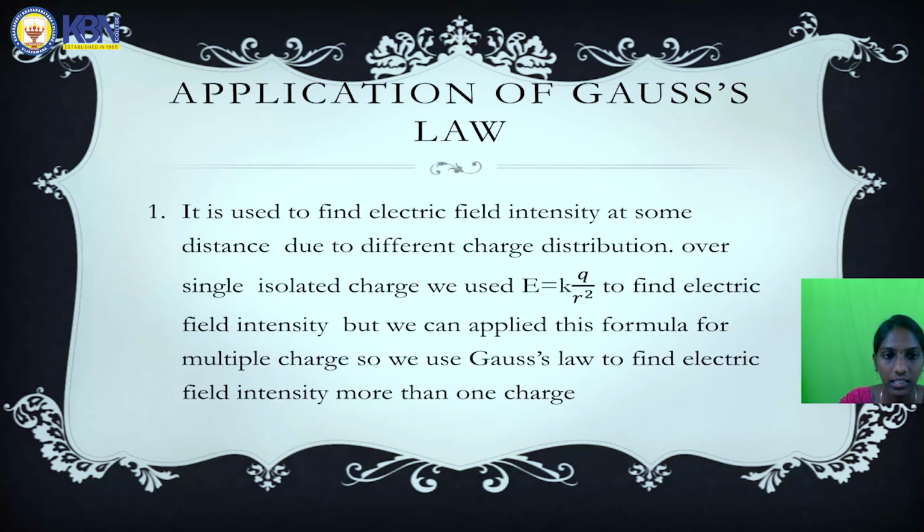Applications of Gauss law. It is used to find electric field intensity at some distance due to a given charge distribution. For a single isolated charge, we use E is equal to the constant K Q by R square to find electric field intensity. But we cannot apply this formula for multiple charges. So we use Gauss law to find electric field intensity for more than one charge.